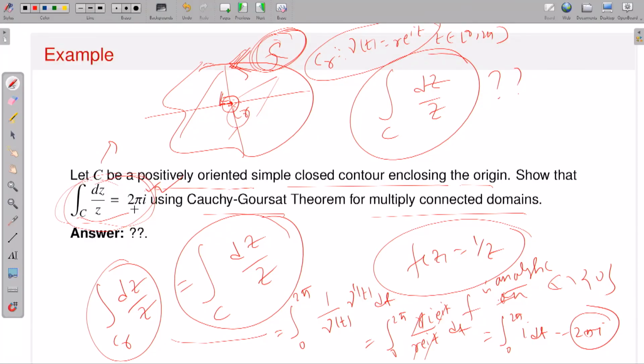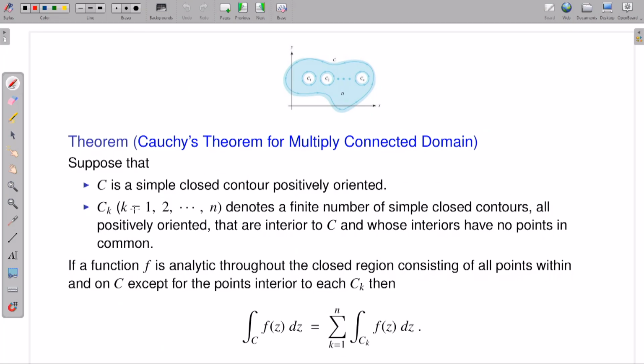Then using the deformation of contour, integration over C is the same as integration over CR, and since CR is a circle of radius r centered at the origin, you can have the parameterization explicitly. Then use the definition of contour integration to calculate this kind of integral. That is one of the advantages of what is called deformation of contour. Once I have that, this is the corresponding theorem, Cauchy's theorem for multiply connected domains.